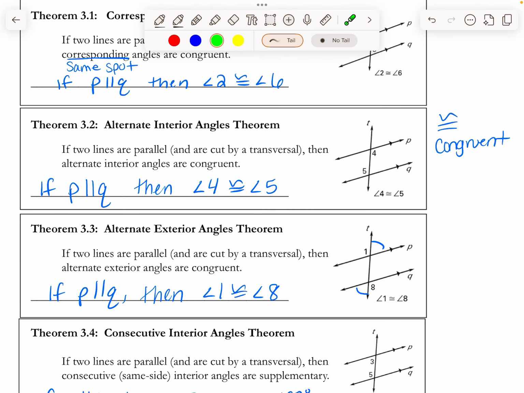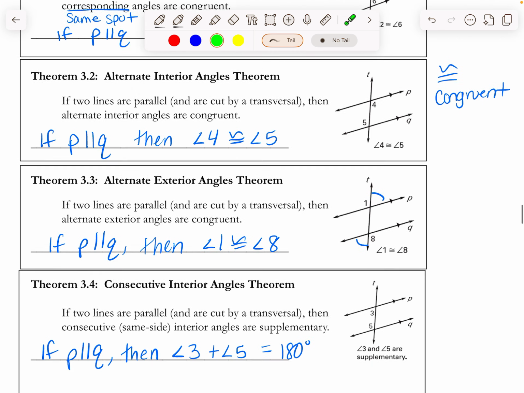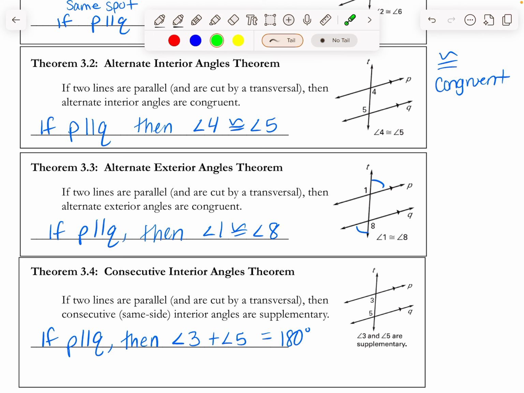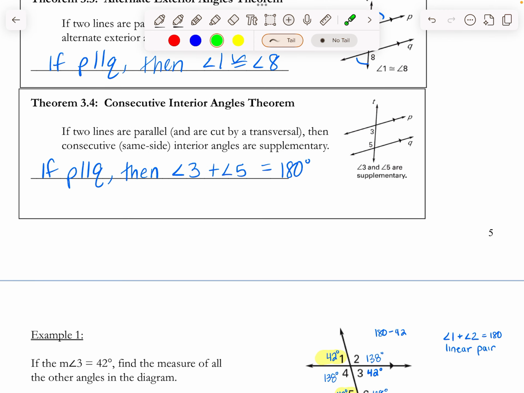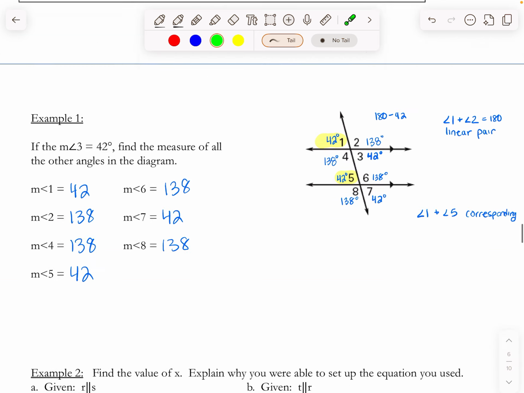Then we had the alternate interior angles theorem that said if these lines were parallel, then alternate interior angles were congruent. Then we had the alternate exterior angles theorem that said that if these lines were parallel, then the alternate exterior angles were congruent. And the consecutive interior angles theorem said that if these lines are parallel, consecutive interior angles, so on the same side of the transversal inside the parallel lines, are supplementary. So if they're parallel, they add to 180. And so those were our original conditionals, if-then. And today we're looking at the converse.